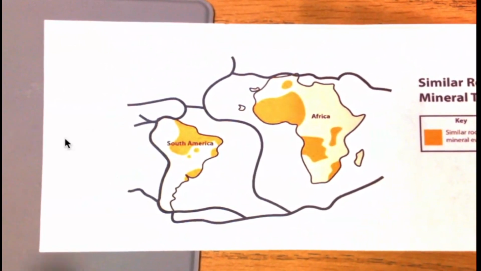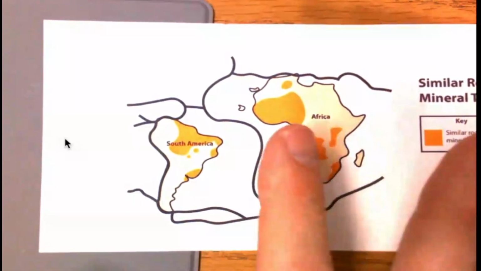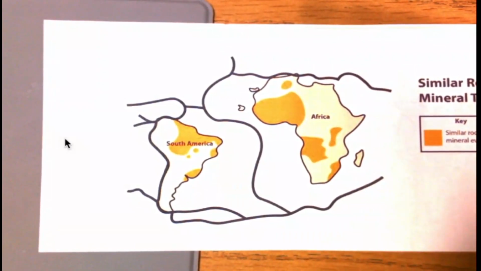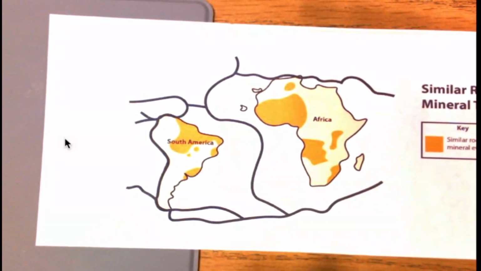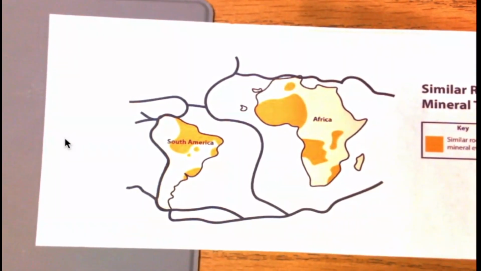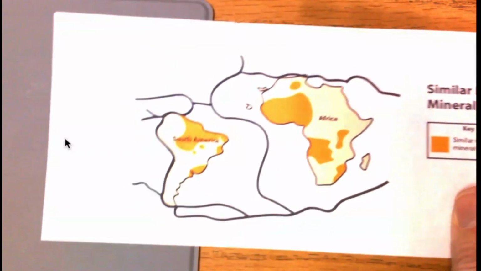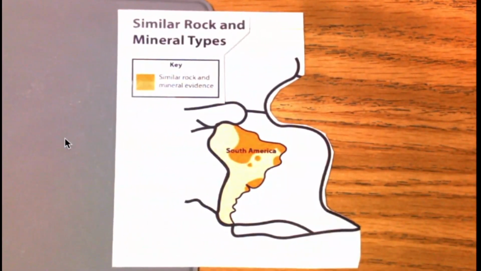So we have areas of orange. Orange are showing similar rocks, so maybe they're all sandstone, or all granite, whatever it might be. But they're showing us similar rocks in these areas on these two continents as they are now. This is where they find them. That's kind of hard to tell if they were in the same spot. So what I did is I took those and I cut them apart so that we have this.